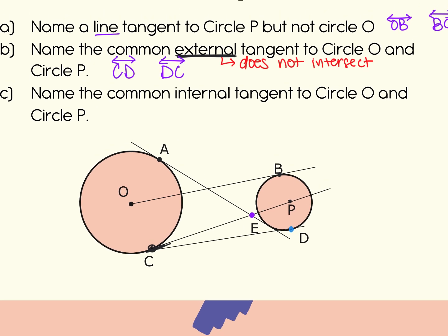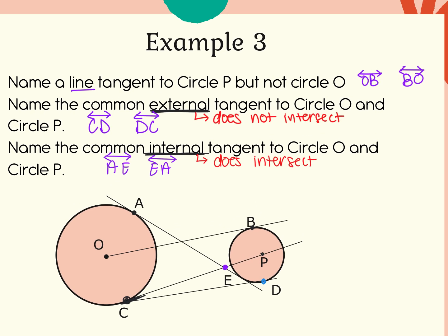Internal. Does it internal intersect or does not intersect? Good. Internal does intersect. Good. This one would be AE. Okay. AE or ED, however you want to write it. Keep in mind, it is a line. Tangents are lines, so please don't forget those arrows.